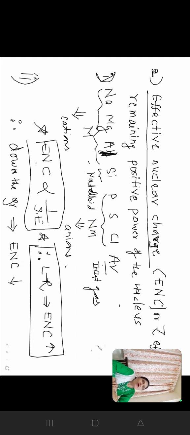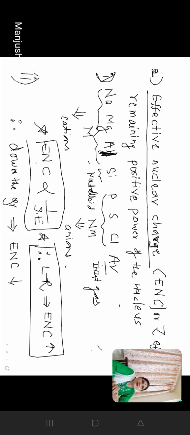So, what is the conclusion about the screening effect? From left to right, the screening effect decreases, and down the group, the screening effect increases. Correct. And screening effect and effective nuclear charge are inversely proportional to each other. What is ENC? ENC is the remaining positive power of the nucleus. So from left to right, ENC increases. Down the group, ENC decreases, because screening effect and ENC are inversely proportional to each other.